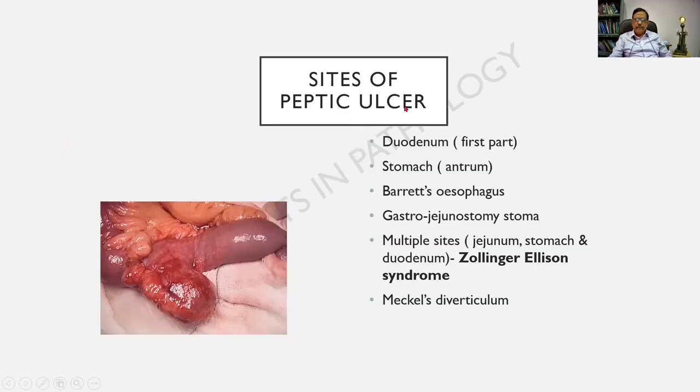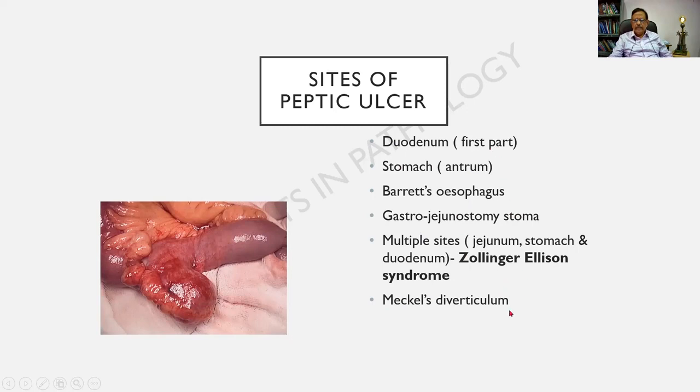What are the other sites of a peptic ulcer? One is the duodenum, the first part, and the stomach that we had seen. It can also occur in a Barrett's esophagus, and in a gastrojejunostomy stoma. Stoma is the opening where they have reconnected. It can occur in multiple sites such as jejunum, stomach, duodenum, etc., in a Zollinger-Ellison syndrome. And it is common in a Meckel's diverticulum.